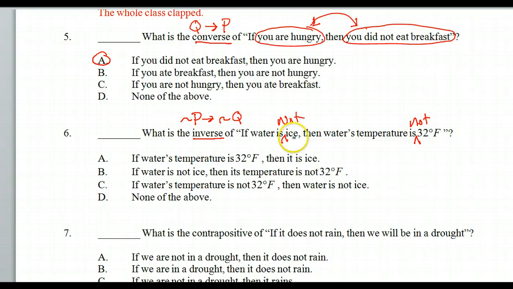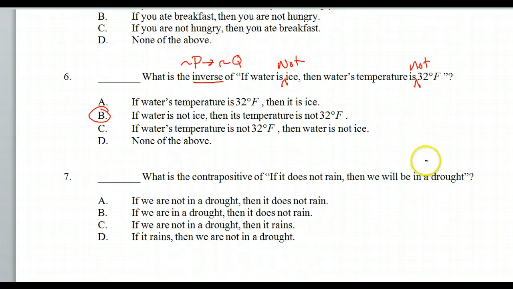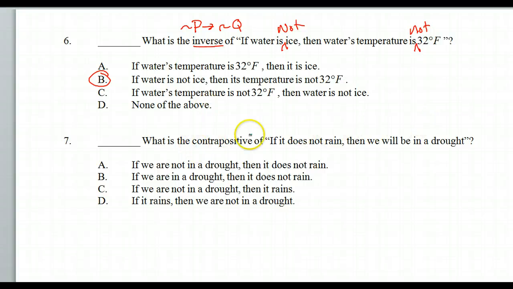Okay, we just negate. So let's see. If water is not ice, that's kind of what I'm looking for. B has it, if water is not ice. Okay, B is looking good so far. If water is not ice, then its temperature is not 32 degrees. Kabam, there it is. We just negated. We did not switch. Reverse, reverse. Alright, now the contrapositive. This is the one where we reverse and negate. Okay, so we're doing the contrapositive. So this is going to be if not Q, then not P.